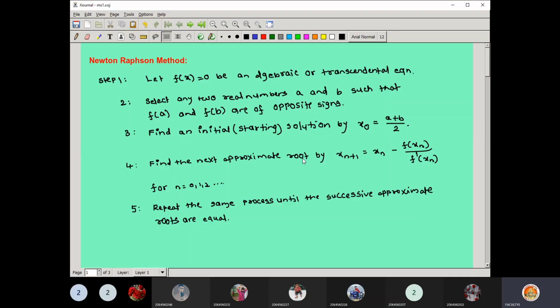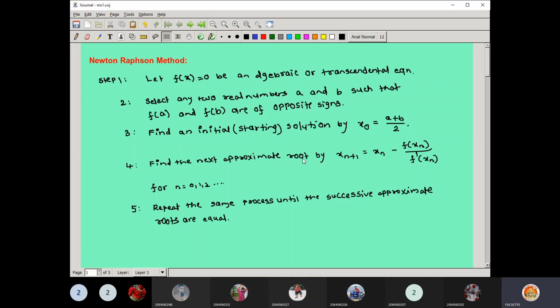Step 3, a little bit of change. Find an initial, or you can say starting, solution. This was similar to your previous iteration method also. Find an initial or starting solution by x naught equal to a plus b divided by 2. You are calculating the starting solution denoted by x naught.